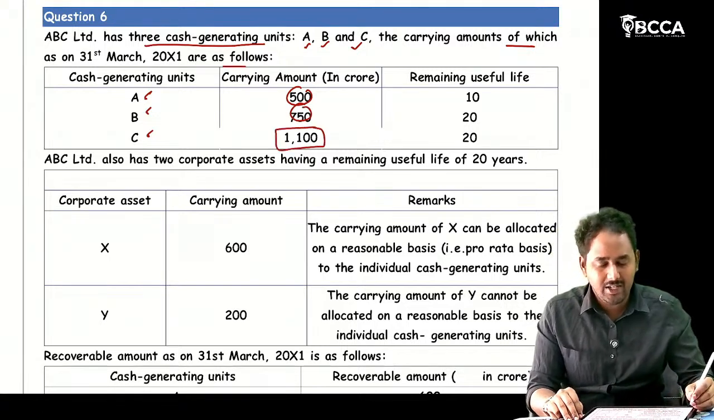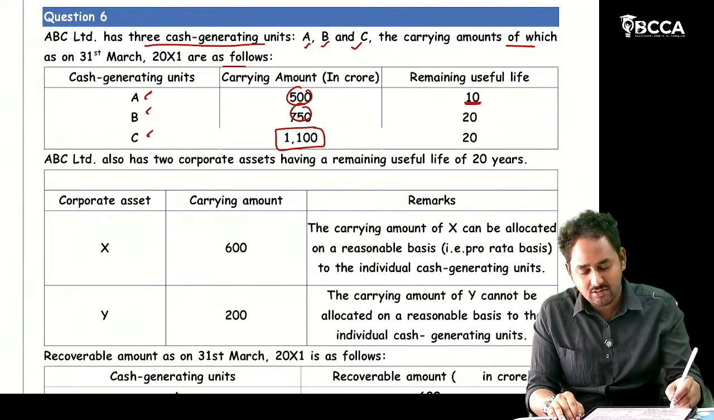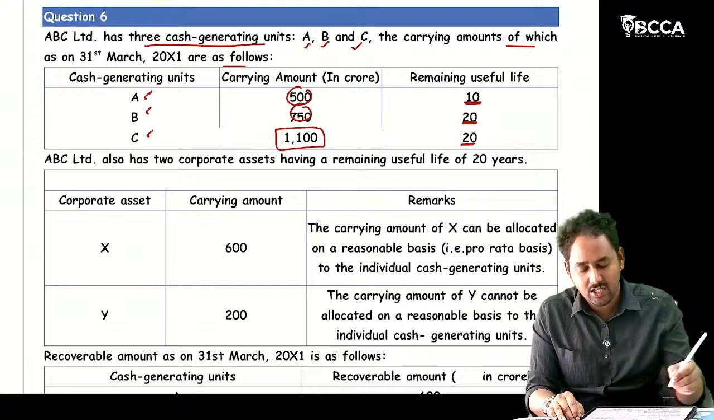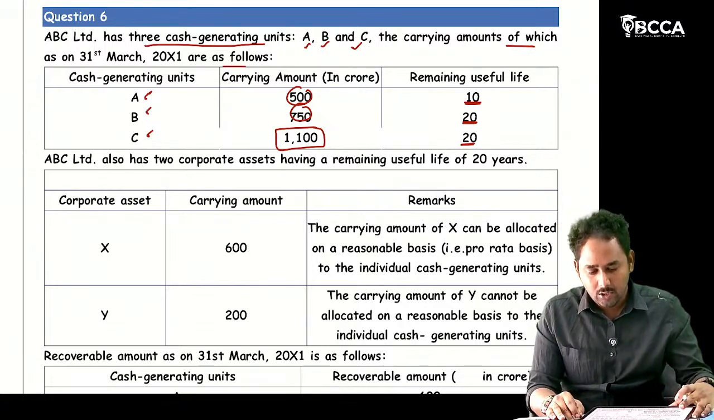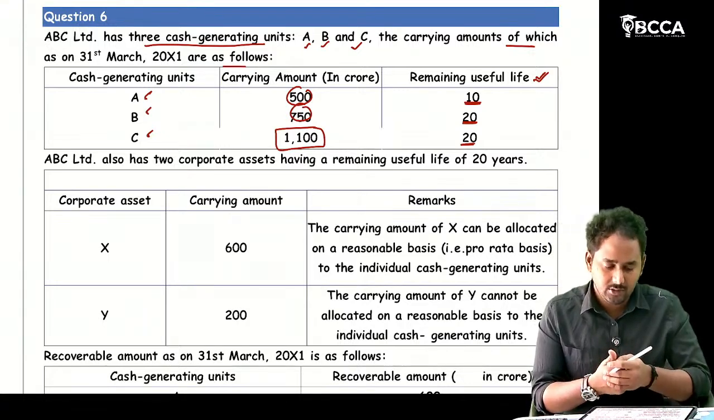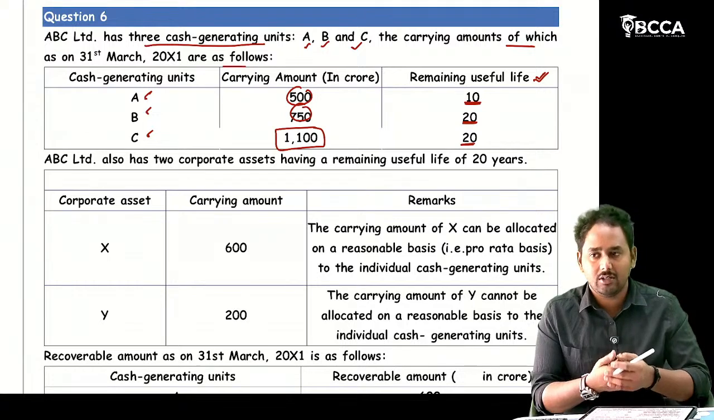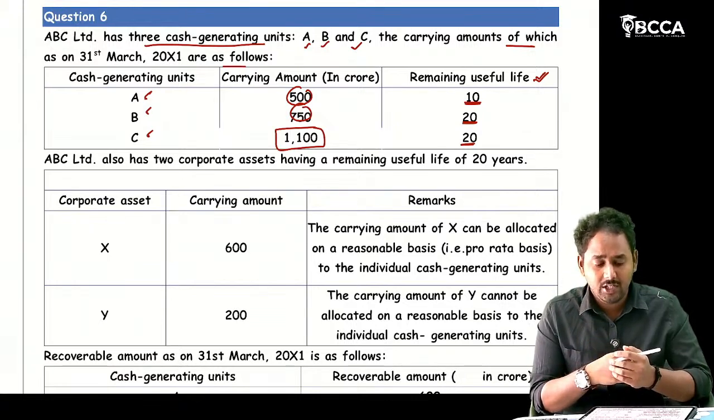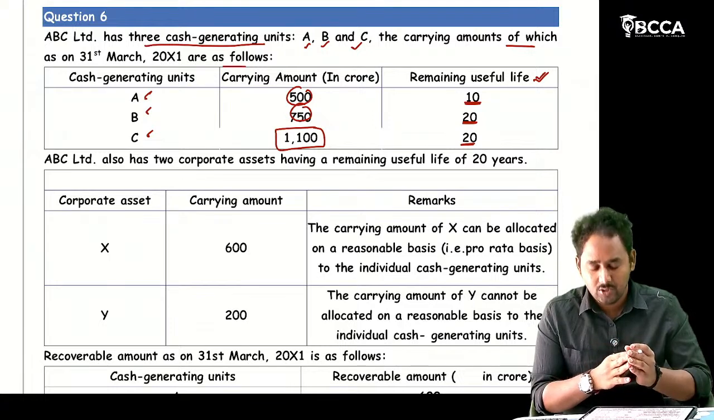What is the remaining useful life? CGU A can provide cash flows to the organization for 10 years, B up to 20 years, and C up to 20 years. If the useful lives are not mentioned separately, or all the useful lives of all CGUs are equal, then there is no problem. But the problem arises when the remaining useful life is different.